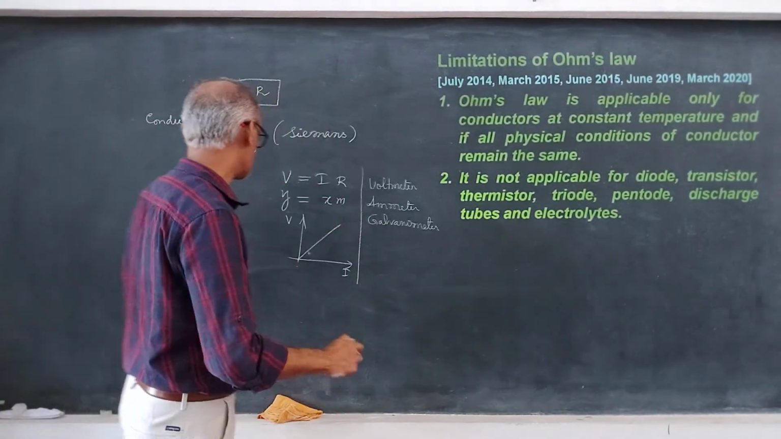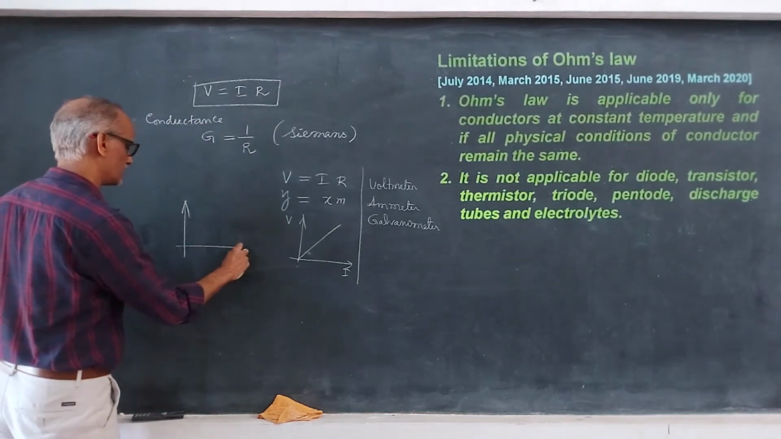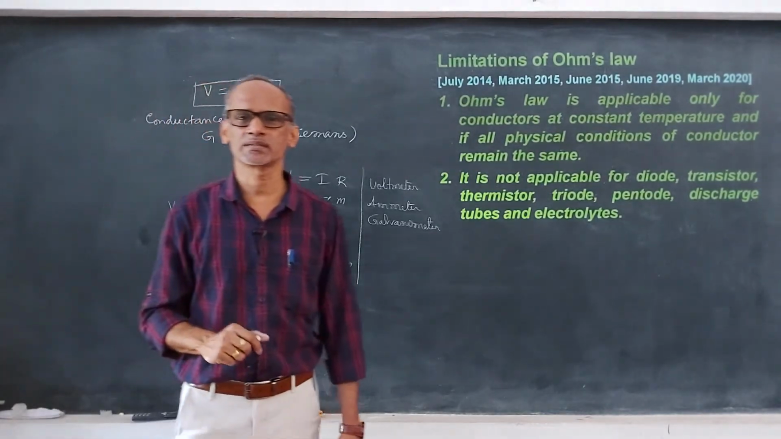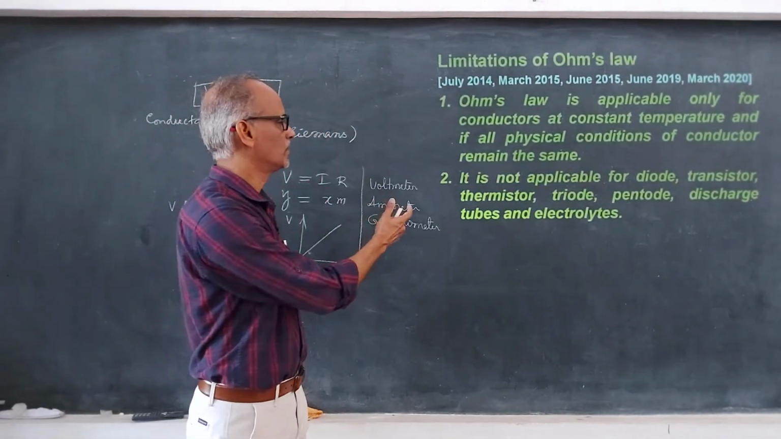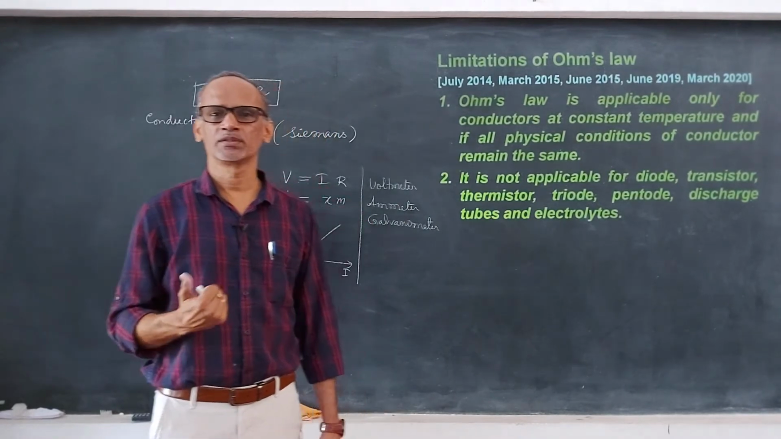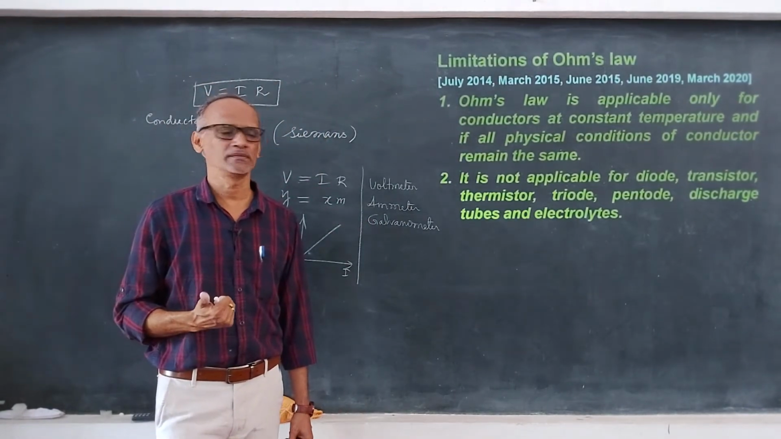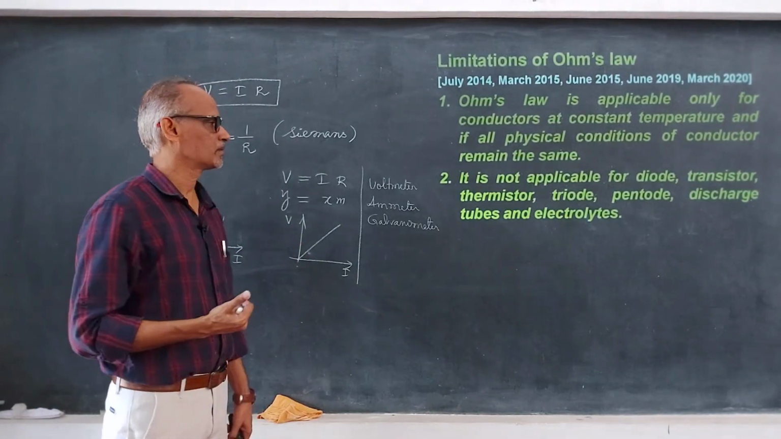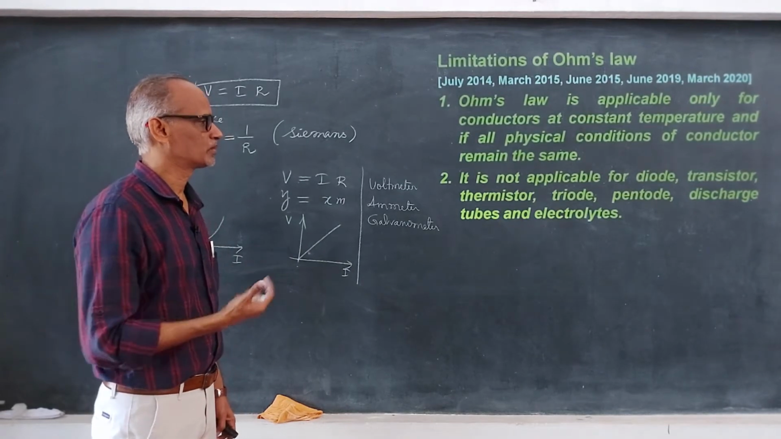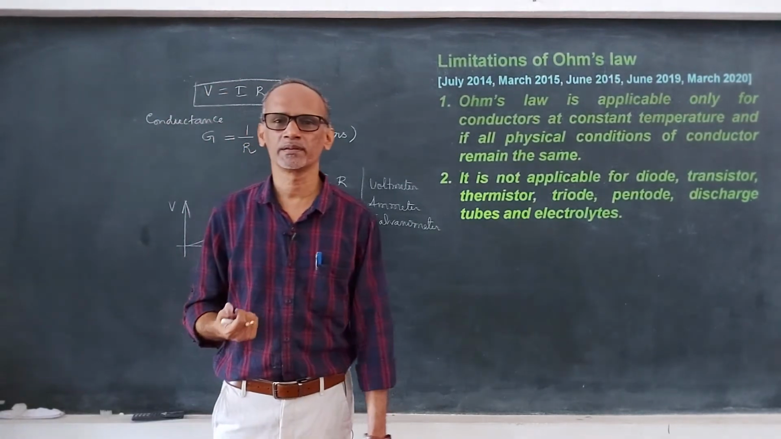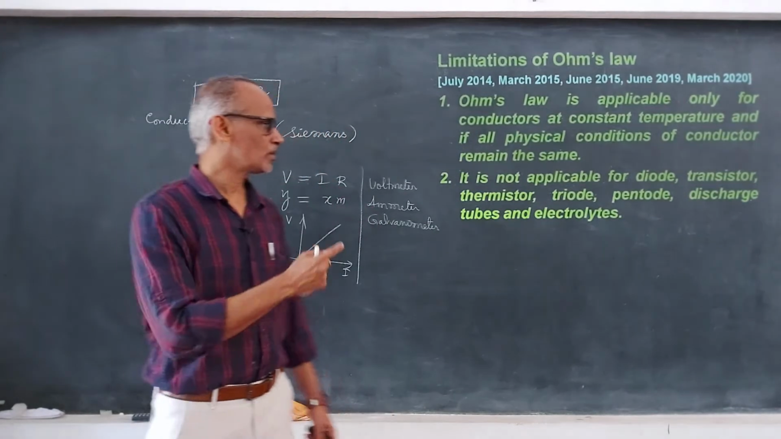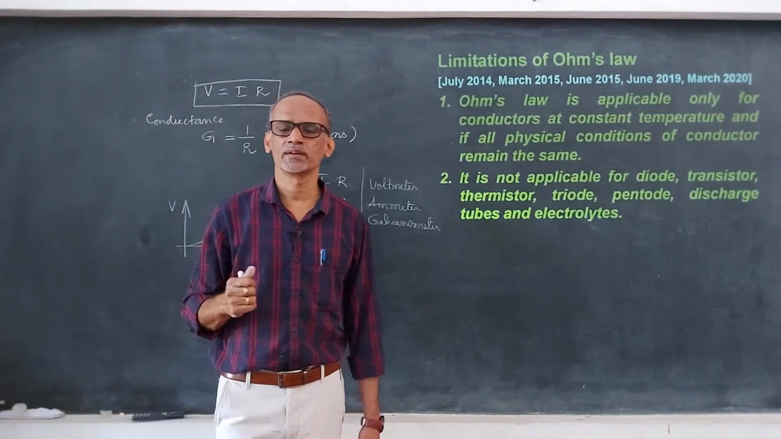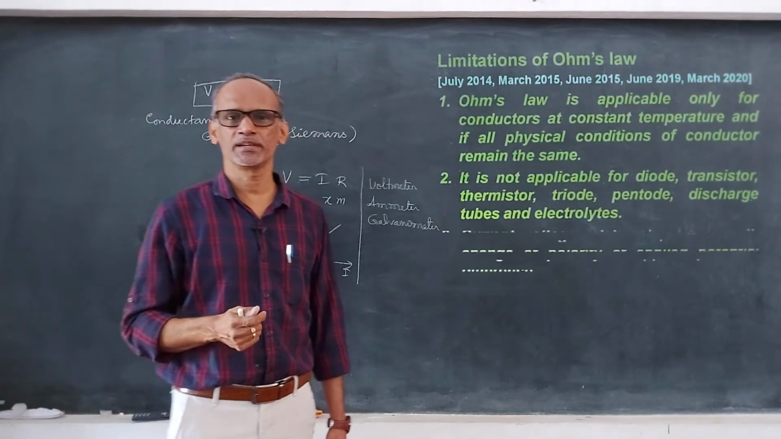For non-ohmic devices, V versus I is not a straight line, it is non-linear. Such devices are called non-ohmic devices, and these are all non-ohmic devices: a diode, which is a semiconductor device, transistor, also a semiconductor device, thermistor, again a non-ohmic device, triode and pentode, which work on the phenomenon of thermionic emission. For all these devices, whether it is a discharge tube or electrolytes, Ohm's law is not applicable. So, this is the second limitation of Ohm's law.